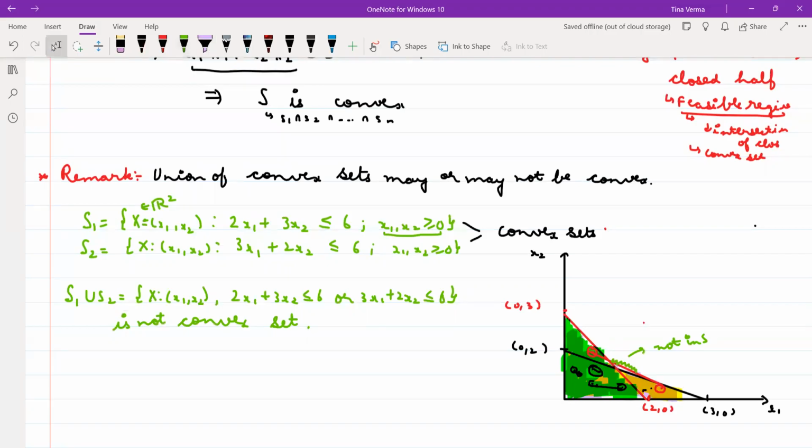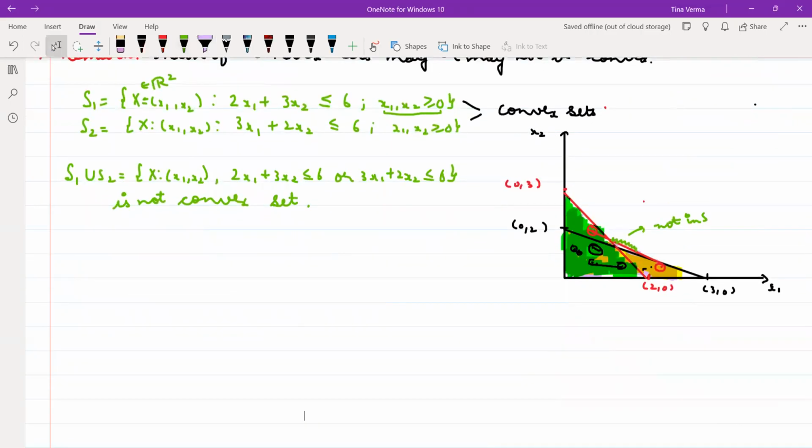Right? So either you can prove this mathematically. If you want to prove it mathematically, then you have to go by the definition. You are taking x1 and x2, a two-tuple, with 2x1 plus 3x2 less than or equal to 6, and x1 and x2 greater than or equal to 0. If you want to prove this is a convex set mathematically, how can you start?